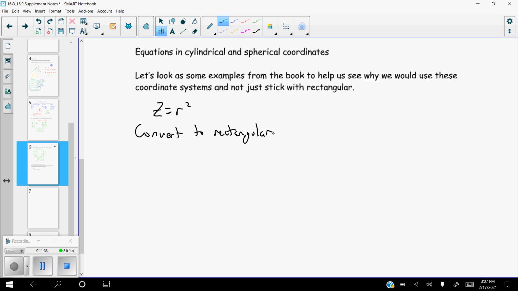Well, to convert something into rectangular, you basically need to have x, y, and z only. Right now we've got r squared, but hopefully we remember that r squared is x squared plus y squared. So we get the equation z equals x squared plus y squared. And if you happen to remember what that looks like, that's great. This one will be a... wow, I'm just totally drawing a blank on this.